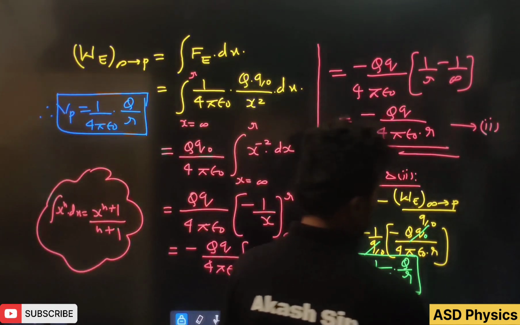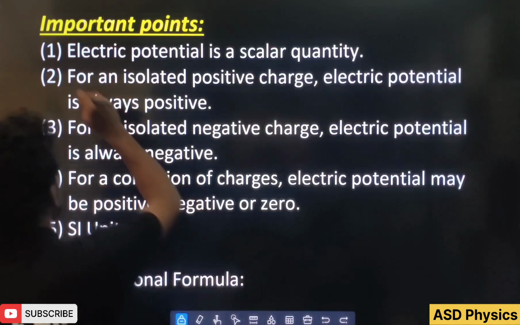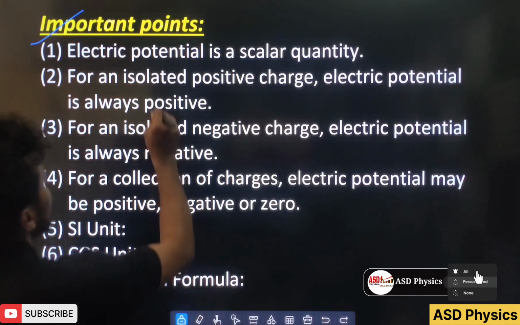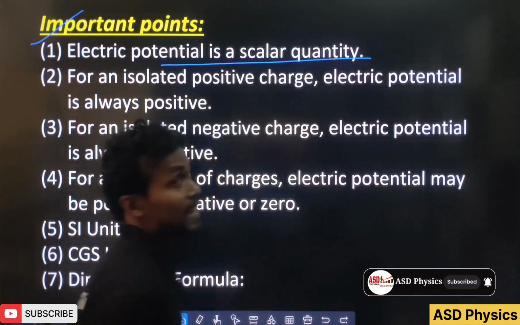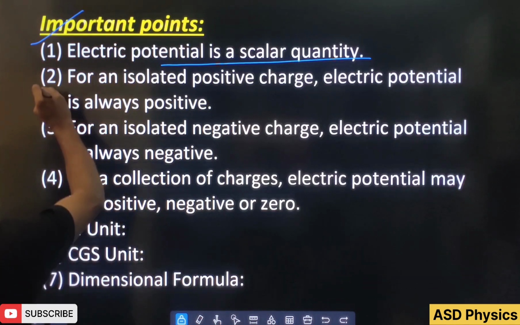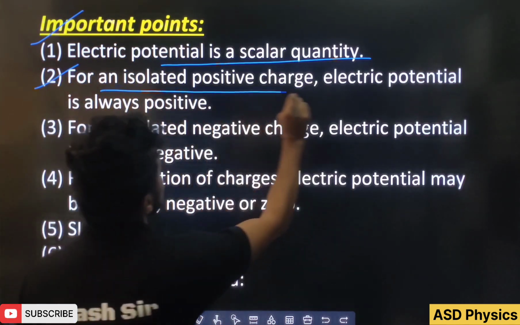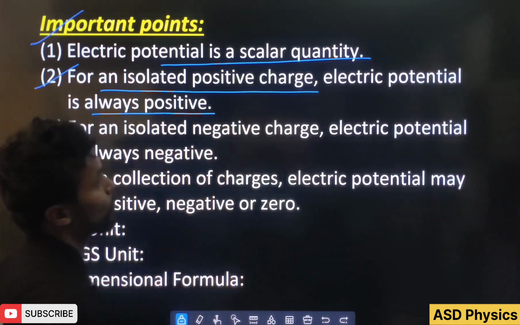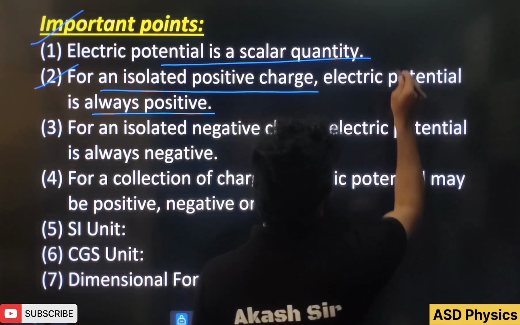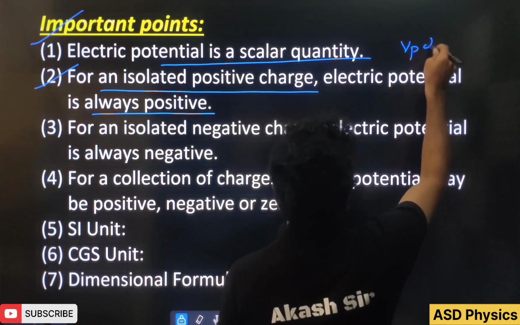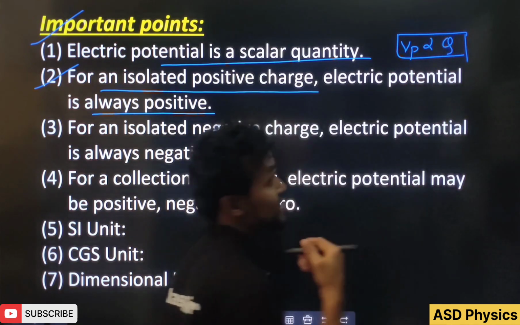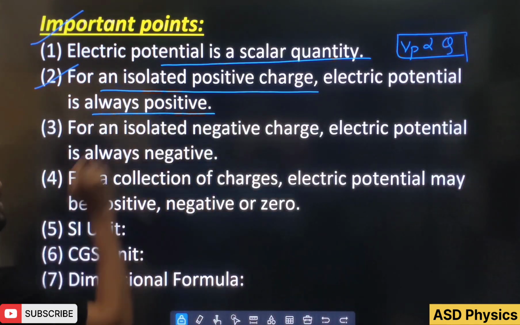Now students, next we are going to see some very important points. Electric potential is a scalar quantity. Second, for an isolated positive charge, electric potential is always positive, because Vp is directly proportional to charge Q. Charge is positive, single charge, so potential will be positive.